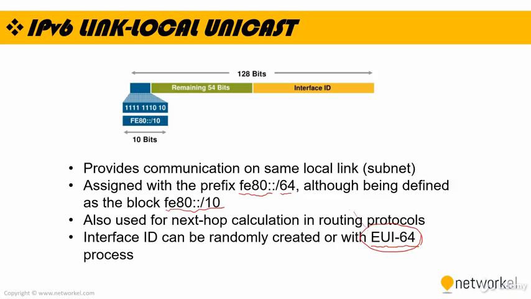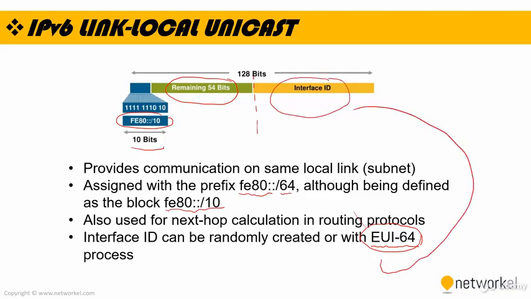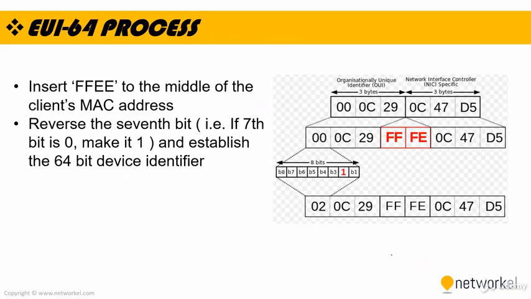As you can see, the IPv6 link local unicast has two portions. The first portion is this address space, the remaining 54 bits, and in the second portion we have the interface ID. We can calculate the interface ID randomly or with this EUI-64 process. Let's take a look at the EUI-64 process.